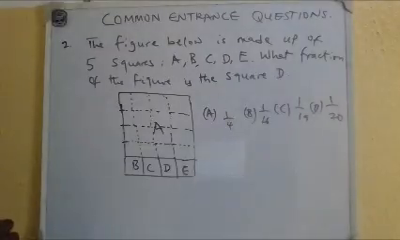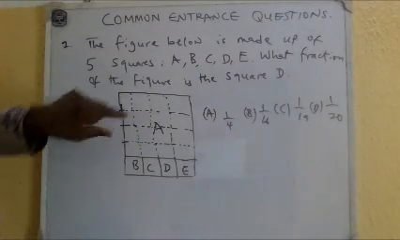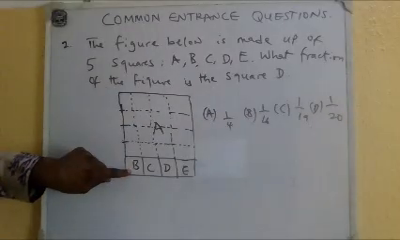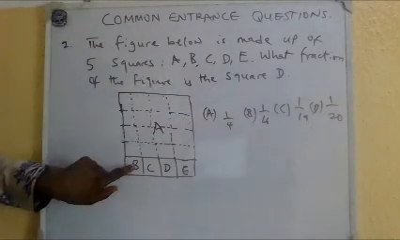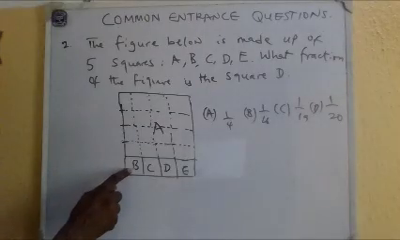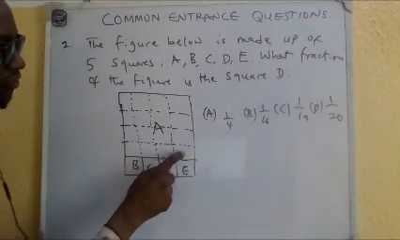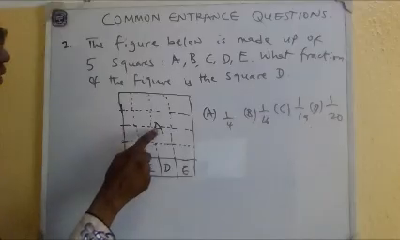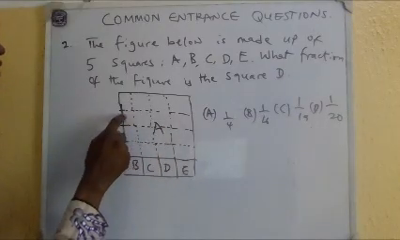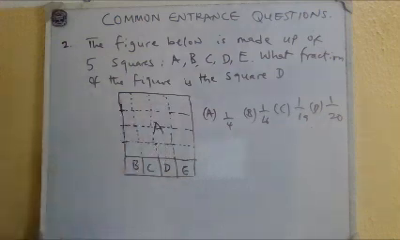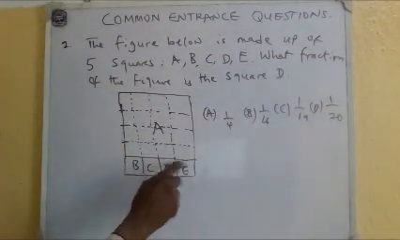So if you count, even A has these squares inside of it. This big A has all these squares. So if I count it, I have 1, 2, 3, 4, 5, 6, 7, 8, 9, 10, 11, 12, 13, 14, 15, 16, 17, 18, 19, 20. So I have 20 of the small squares.